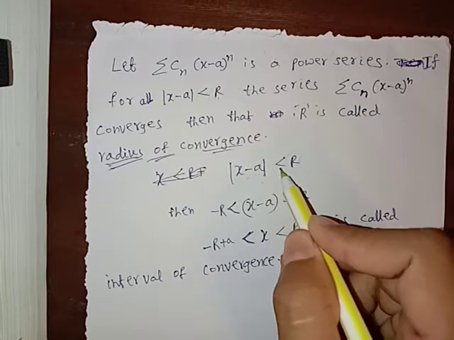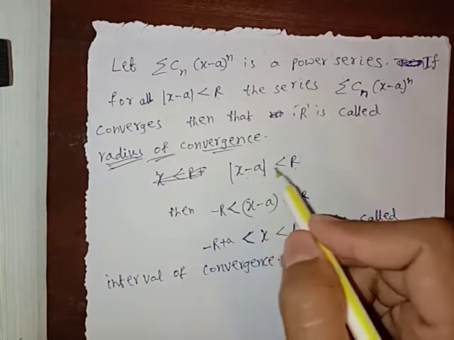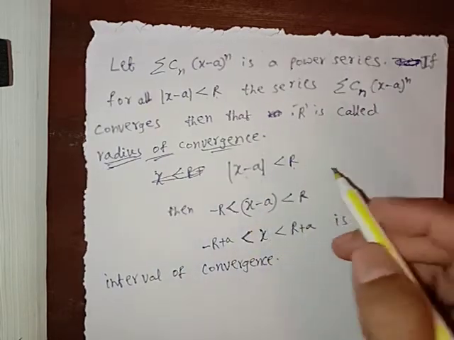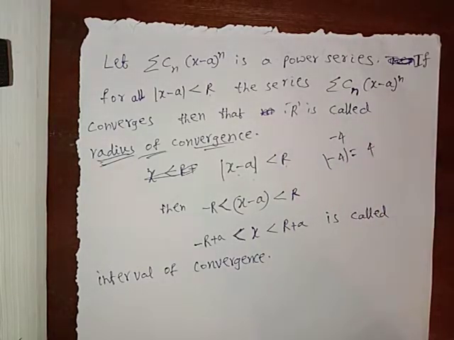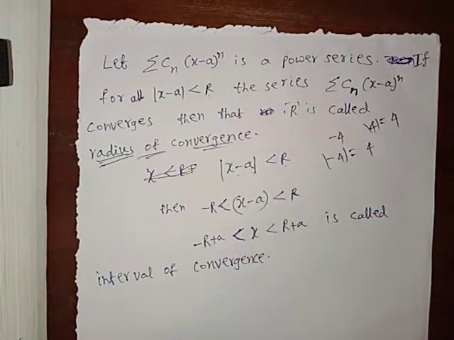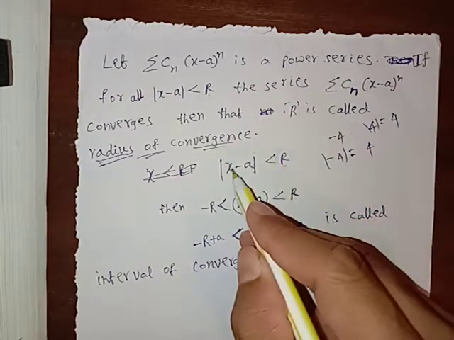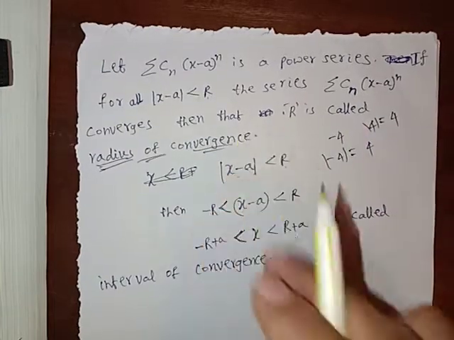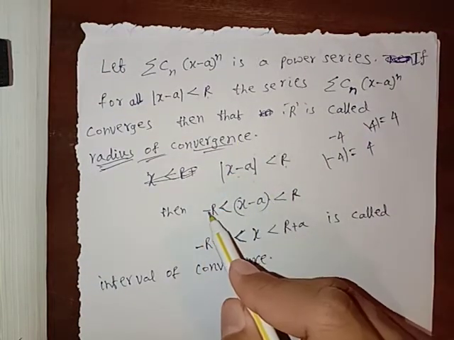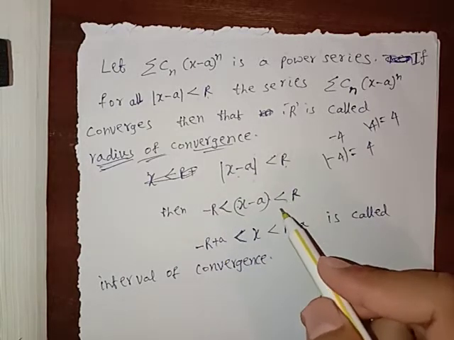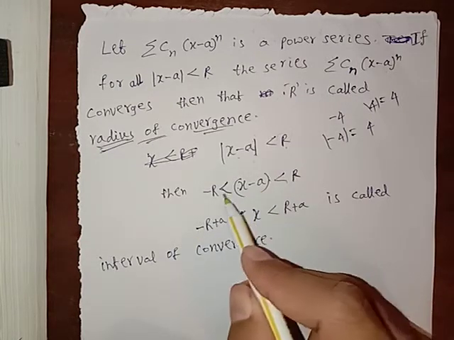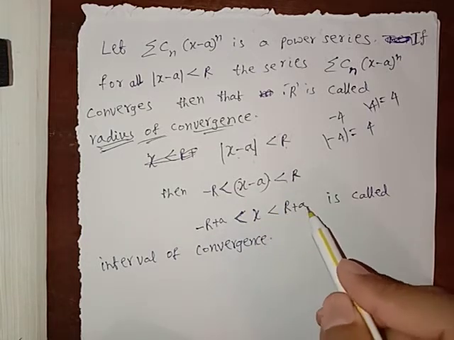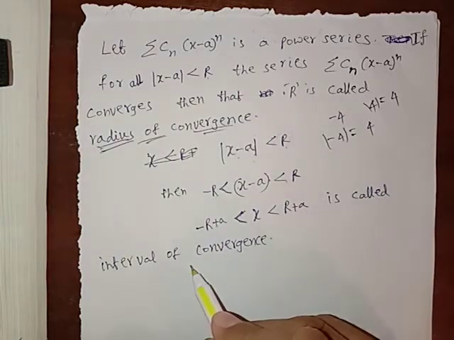If |x minus a| is less than r, then if we remove this modulus, just as the modulus of minus 4 is 4, we can write it as x minus a is greater than minus r and less than r, so x is greater than minus r plus a, and x is less than r plus a. So this is called the interval of convergence.